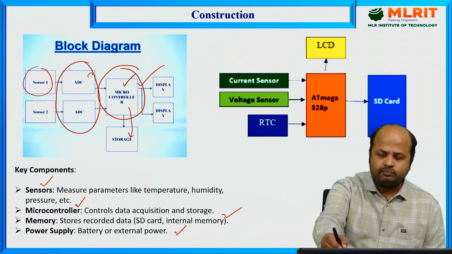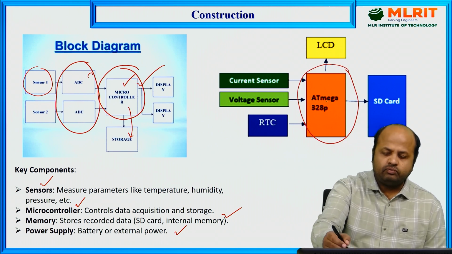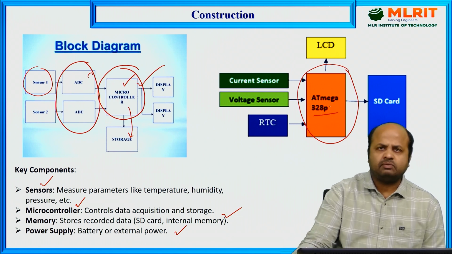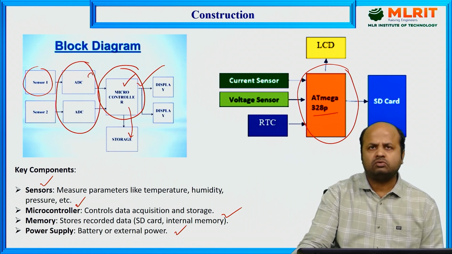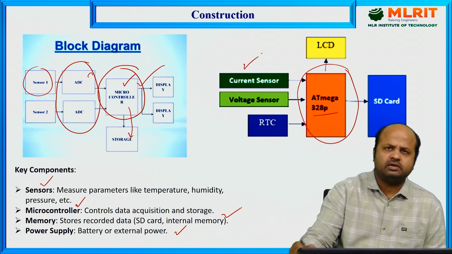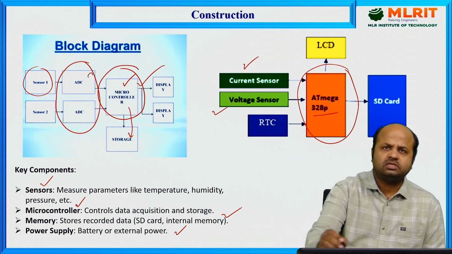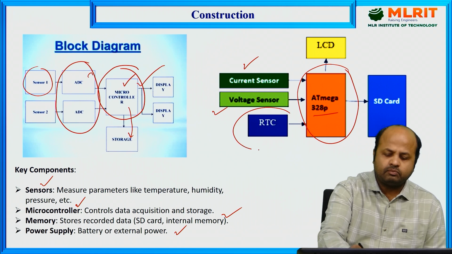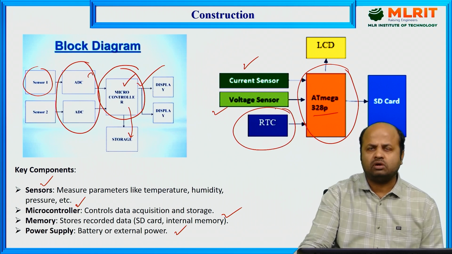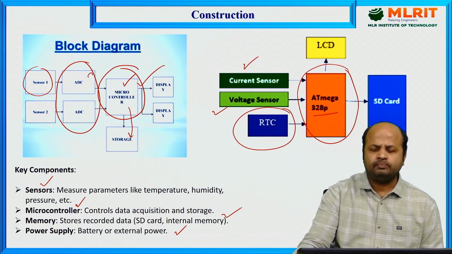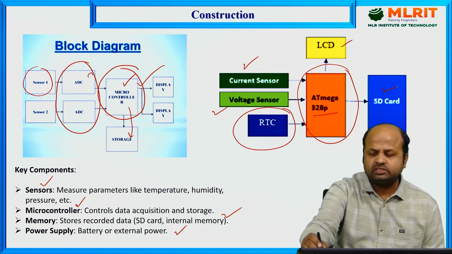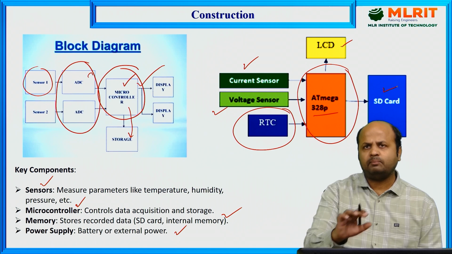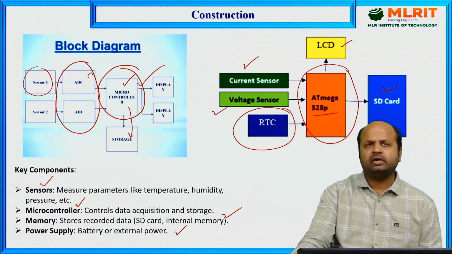Here is a basic example. We have taken the ATmega328P microcontroller, which is nothing but the Arduino microcontroller, and here we have current sensors, voltage sensors, and a real-time clock attached to the microcontroller for its proper functioning. For the display unit we have an LCD, and for storing the data we have an SD card. So this is the basic block diagram of a data logger.